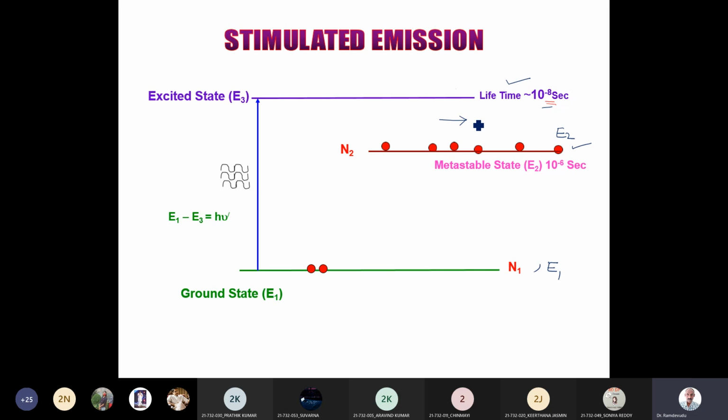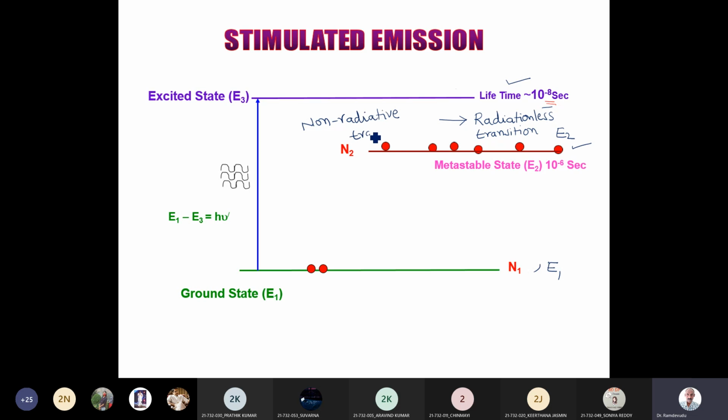So this is called a radiationless transition. Radiationless means no radiation will come out, but this energy will be dissipated in the form of heat, or it will be given to the lattice. So no light will be emitted, but the energy is wasted in the form of heat. That's why such transitions are called radiationless transitions, also called non-radiative transitions.